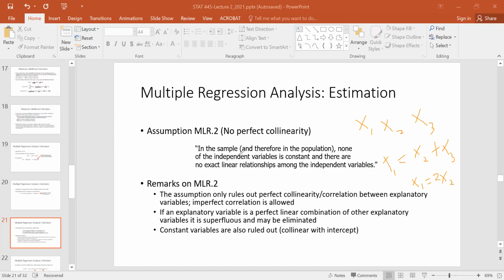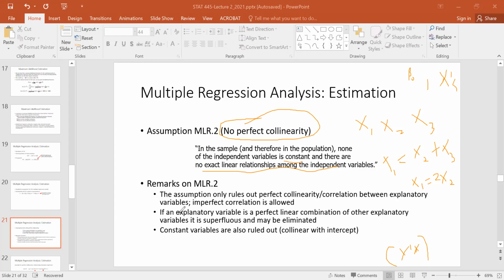So none of the independent variables should be a constant. Remember, beta 0 captures all the constants. So we don't want any of the x's to also be a constant. Otherwise, it becomes absorbed by beta 0. So none of the independent variables is a constant, and there are no exact linear relationships among the independent variables, okay? So this assumption rules out perfect collinearity. We call it no perfect collinearity. Otherwise, we also know from linear algebra, we cannot invert the X transpose X matrix. We cannot find the inverse of this. And remember, beta hat depends on this in the matrix framework.